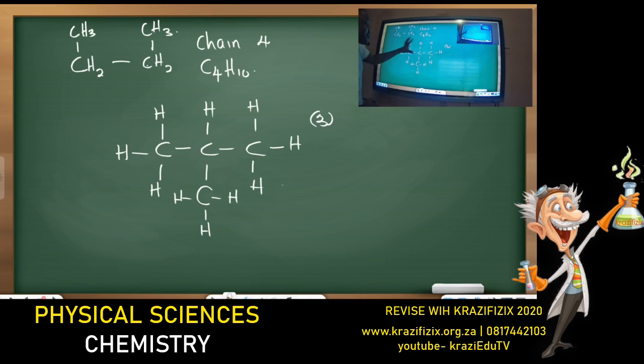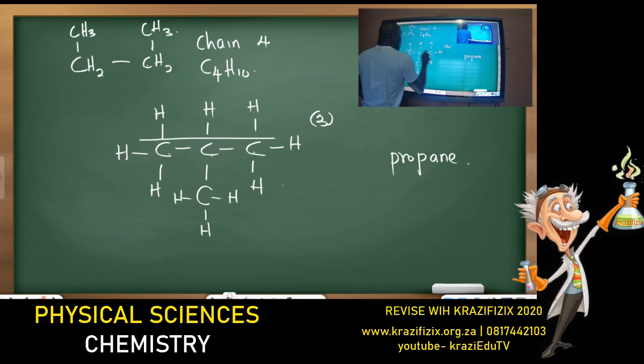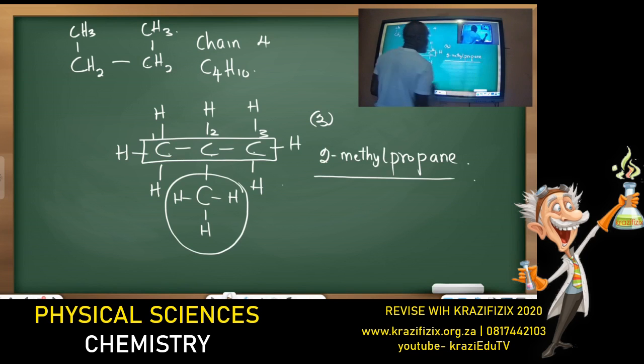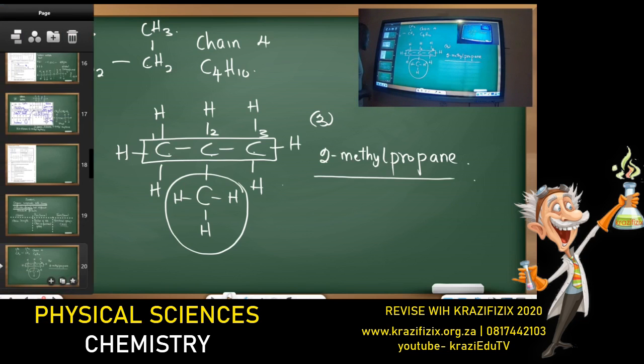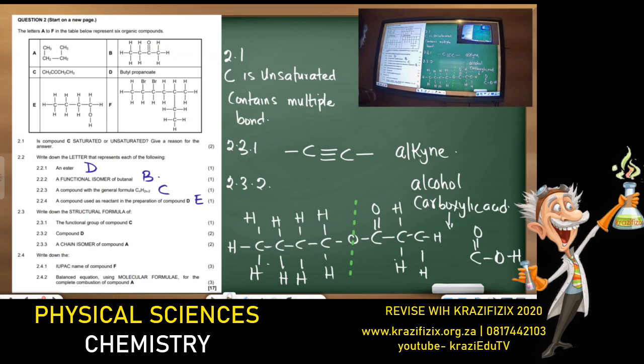Good. We want to draw the structure, but let's name it. We're learning, so let's name. 1, 2, 3, propane. Longest chain, carbon 1, carbon 2. There's a side chain here, and this side chain is a methyl on carbon 2. So it is 2-methylpropane. I hope we are good with that question. Beautiful, so we've answered all of that.